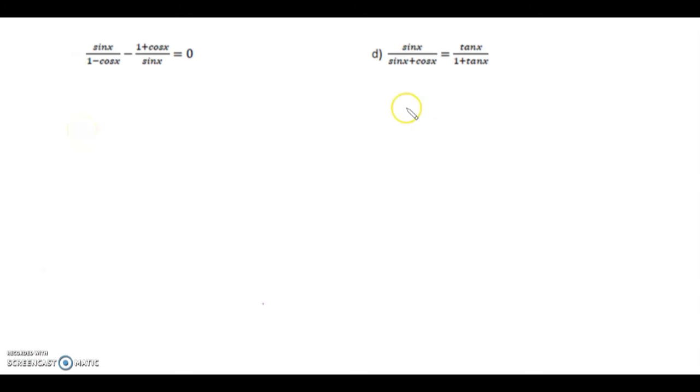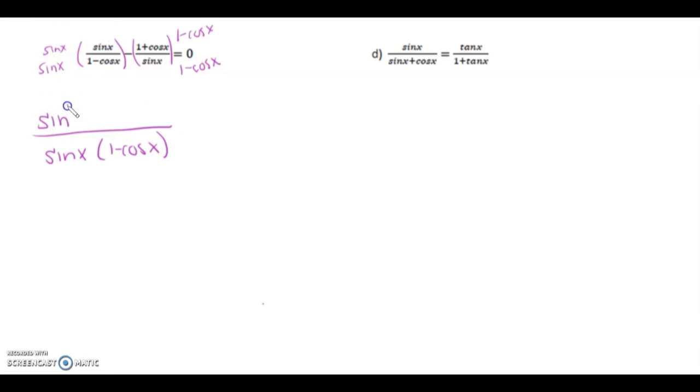Okay, so I'm going to multiply this first term here by sine over sine. And I'm going to multiply the second term by 1 minus cos x over 1 minus cos x. So now the entire denominator is going to be sine x bracket 1 minus cos x. And in the numerator, we'll have sine times sine, sine squared, minus, and then this is going to be 1 plus cos x bracket 1 minus cos x.